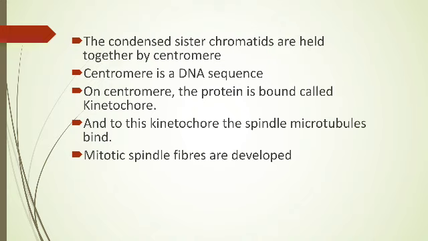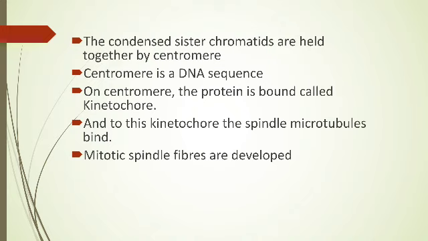Next slide. The condensed sister chromatids are held together by the centromere. We have seen that. And the centromere is nothing but a sequence of the DNA. The two sister chromatids are connected to each other by the centromere, and that centromere is a sequence of DNA. And in the earlier slide we have seen that on the centromeres a protein is bound, which is called the kinetochore. And to that kinetochore protein the spindle microtubules or spindle fibers get attached.